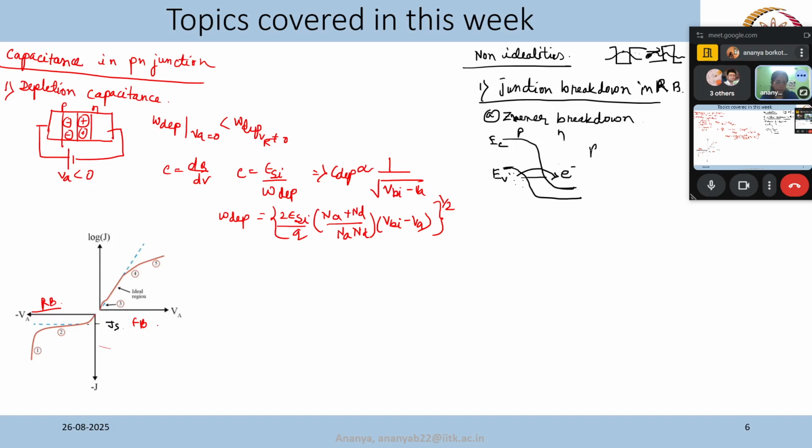So what it does, it results in a large current in reverse bias.